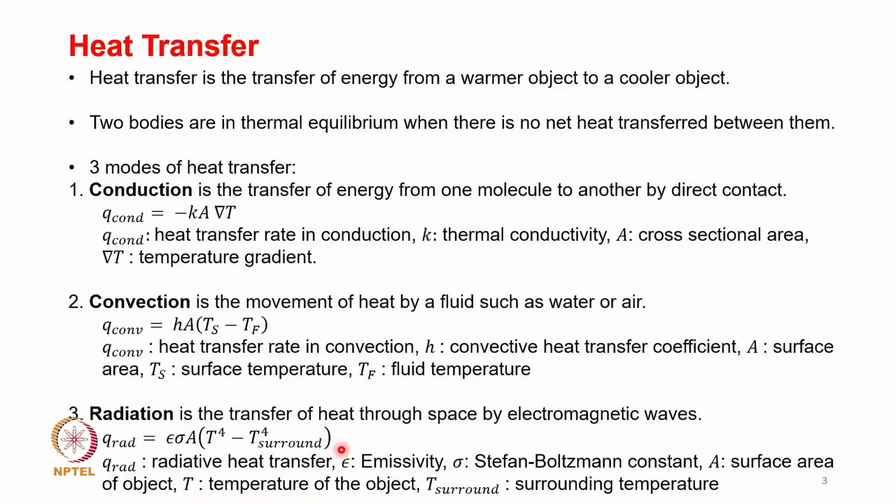And the last mode of heat transfer, of course, is radiation. It is the transfer of heat through space by electromagnetic waves. Here the Q radiation, which is the radiative heat transfer, is a function of emissivity epsilon, sigma, which is the Stefan Boltzmann constant, A, which is the surface area, T, the temperature of the object, and T surround, the surrounding temperature. Unlike the first two modes of heat transfer, radiation heat transfer depends upon the fourth power of temperature.